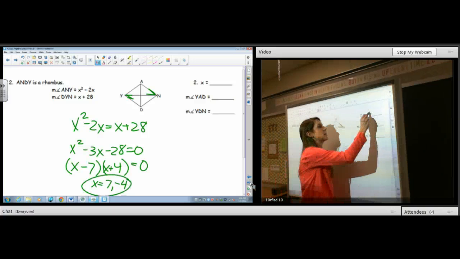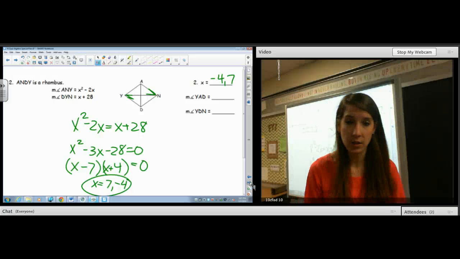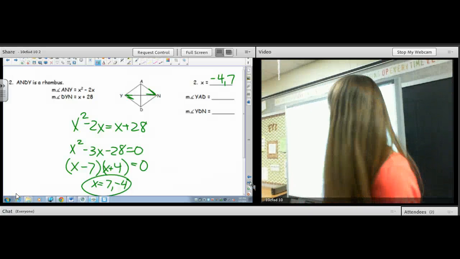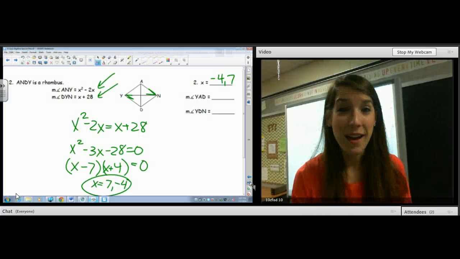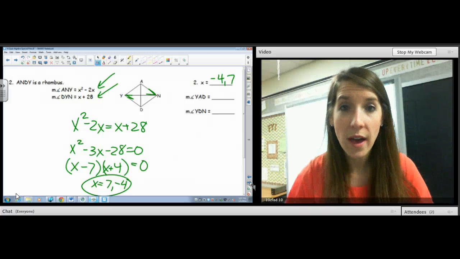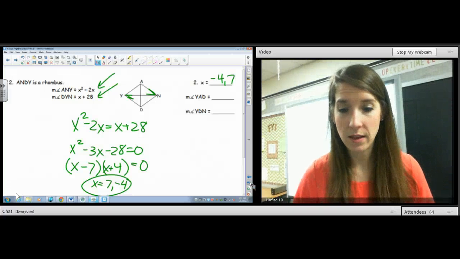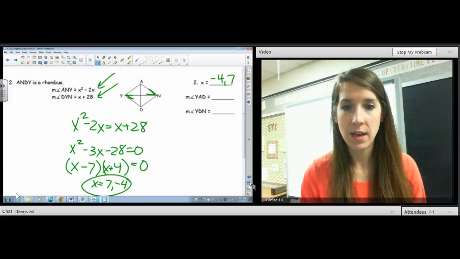Now sometimes we keep both answers and sometimes we throw an answer out. So you would plug those in. You would plug it in here and you would plug it in here. And guess what? It doesn't force us to have a negative angle. Neither of them do. We're okay on both of them. So in this case, we keep both answers. We don't always keep both, but on this one we keep both.